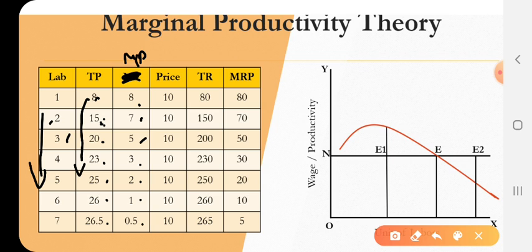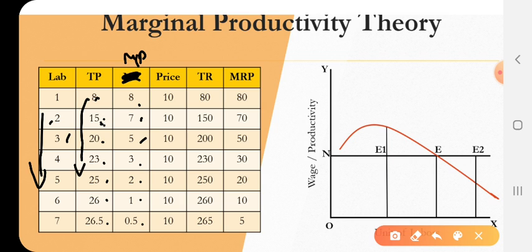So what I'm saying is, the difference between the previous production and the present production is nothing but the marginal product. I'll just repeat once again: the difference between the previous production and the present production is nothing but the marginal product. That is the addition made to the production.